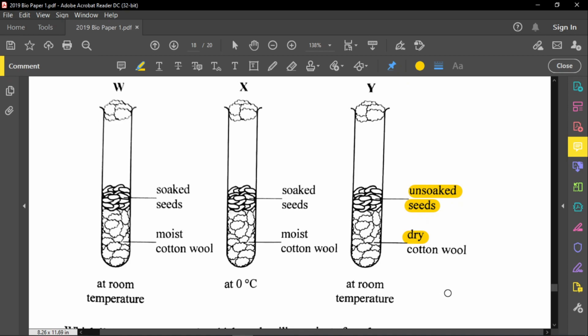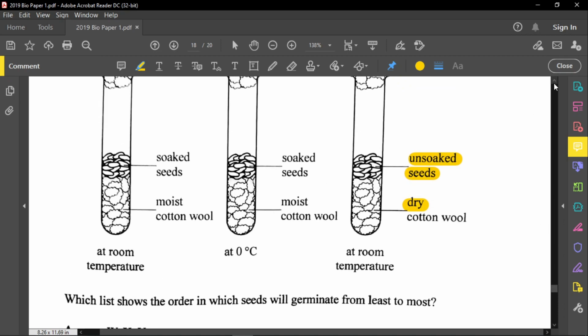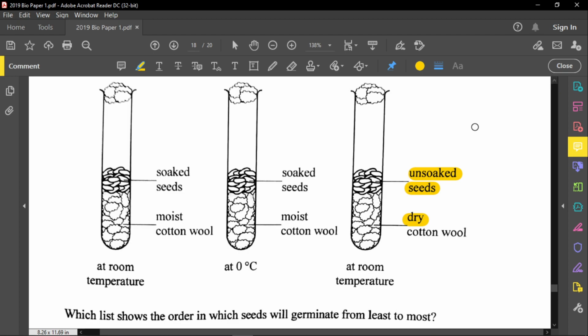All right, so let's see now what they're asking us about these seeds and germination. It said which list shows the order in which seeds will germinate from the least to the most. Least to the most. So if you look here carefully, you'd realize that if the seeds are dry, and even the cotton hull is dry, then there's no water available for the seed to germinate. So this will be the least one, number 1.